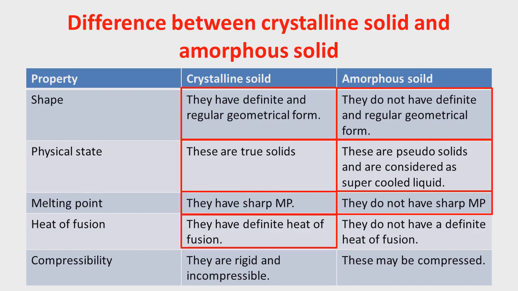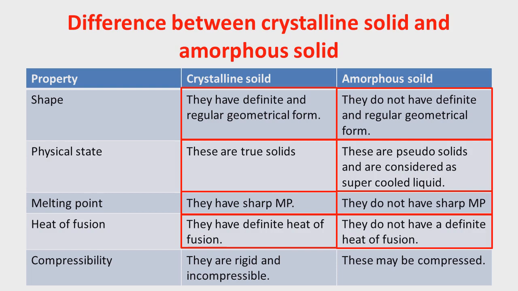Crystalline solids have a definite heat of fusion. It is because the arrangement of constituent particles is regular and definite, and because of that the bonds which are present between the molecules are the same, and the energy we require to break these bonds is also the same, and therefore these crystalline solids have a definite heat of fusion, whereas amorphous solids do not have a definite heat of fusion.